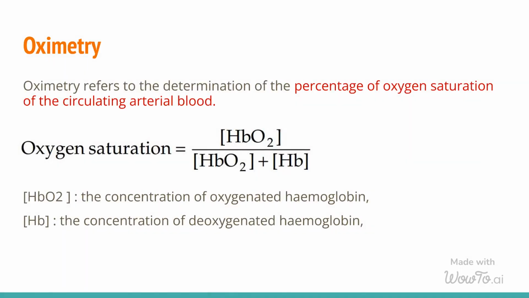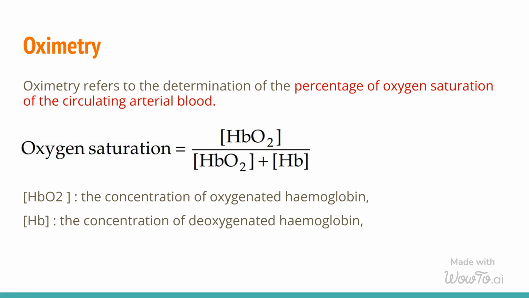Oximetry is a non-invasive medical technique used to measure the oxygen saturation level in a person's blood. It involves the use of a small device called a pulse oximeter that is typically placed on a finger or earlobe. The pulse oximeter uses light absorption to determine the percentage of oxygenated hemoglobin in the blood.